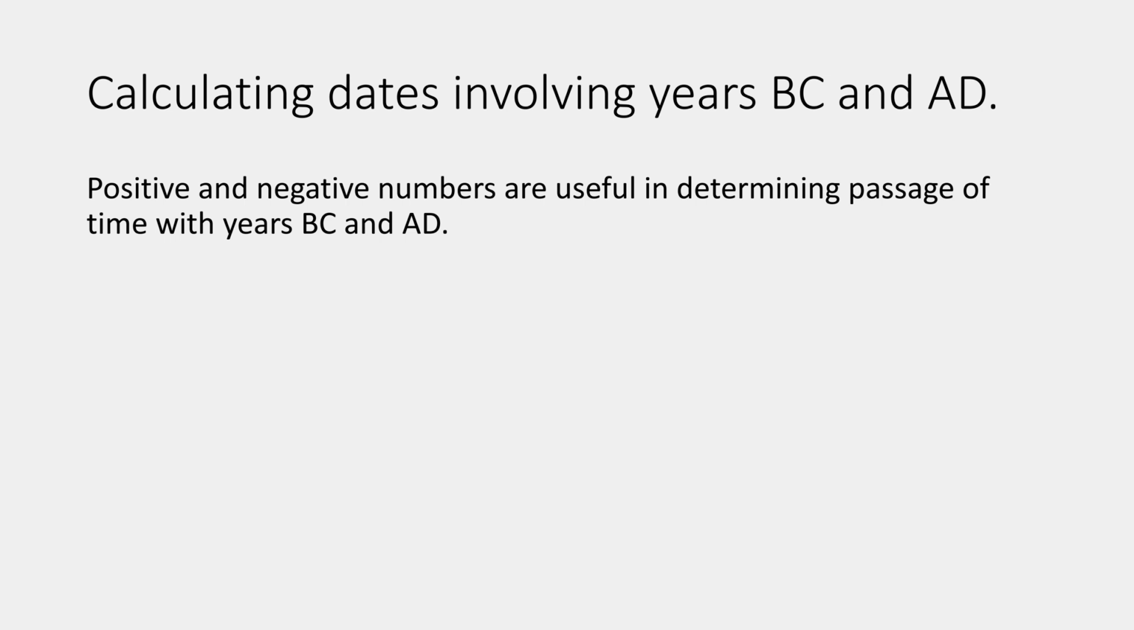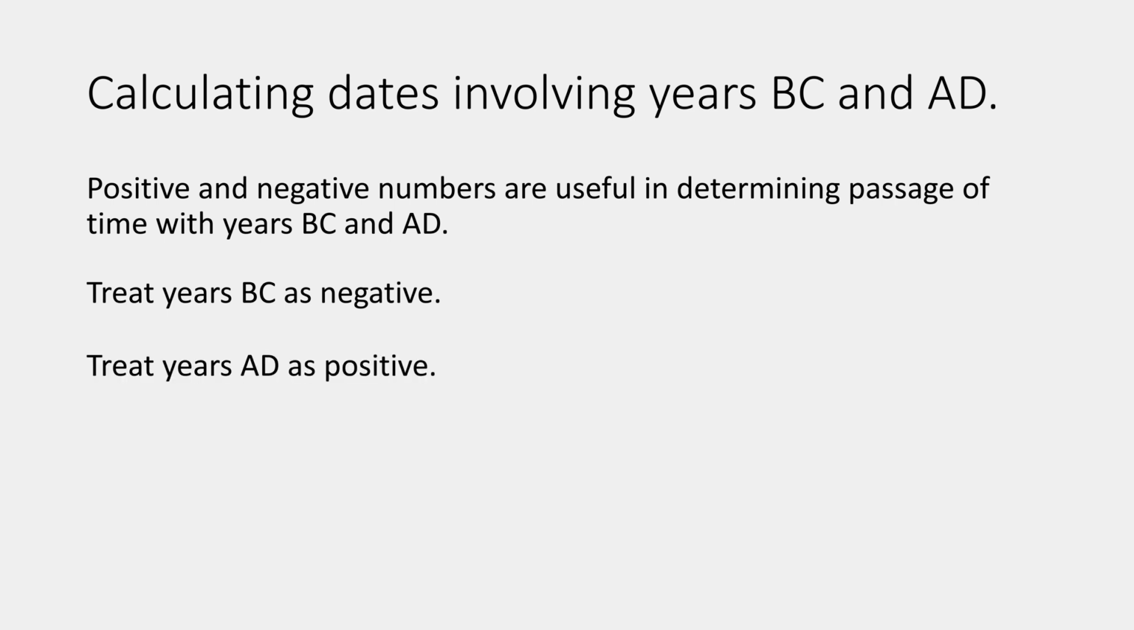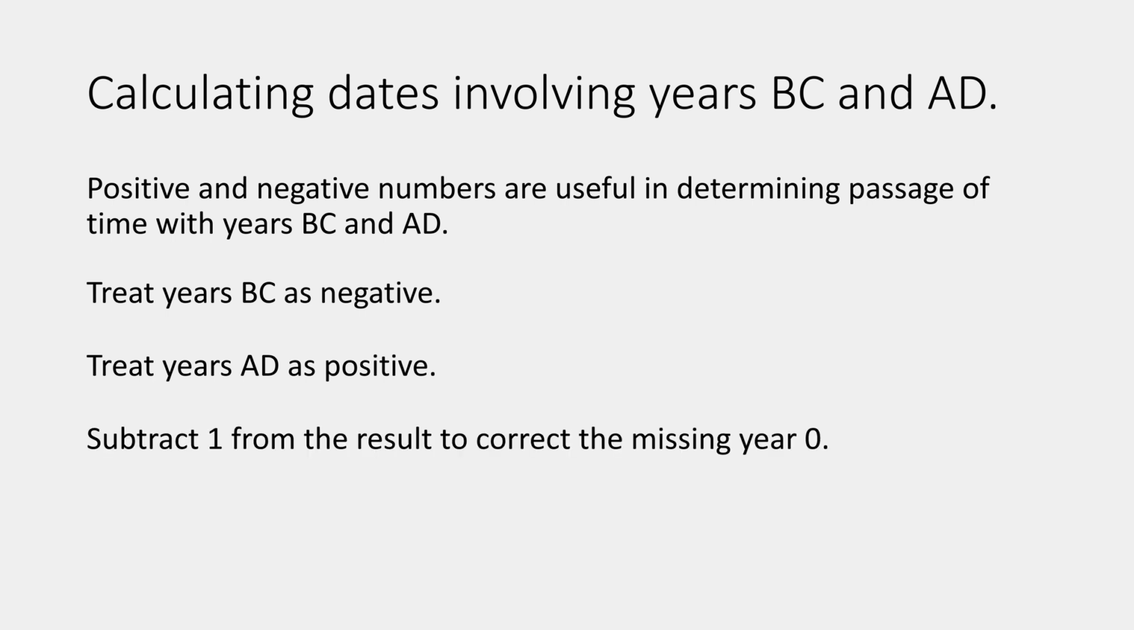So, calculating dates involving the years BC and AD. Positive numbers and negative numbers are useful in determining the passage of time with years BC and AD. Treat years BC as negative. Treat years AD as positive. Subtract 1 from the result to correct the missing year 0.